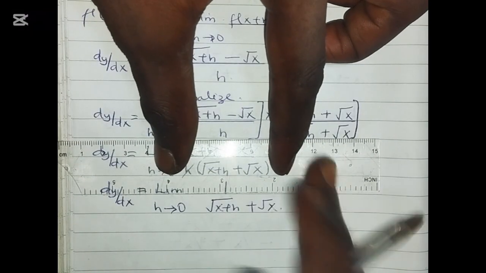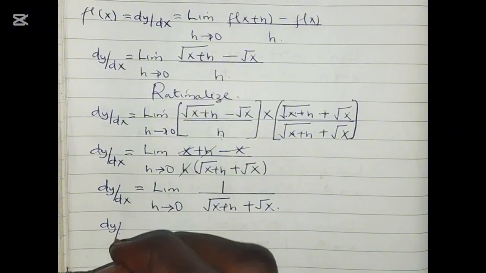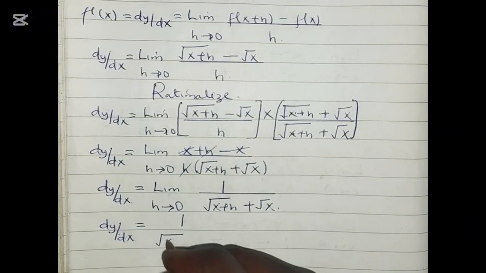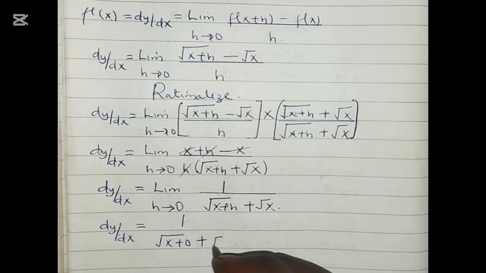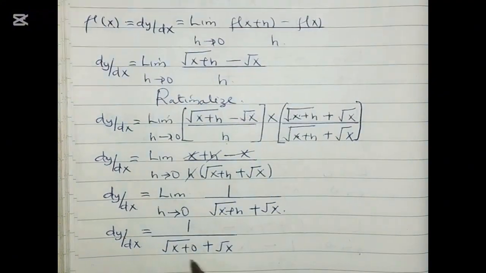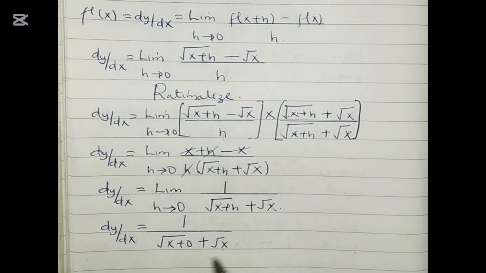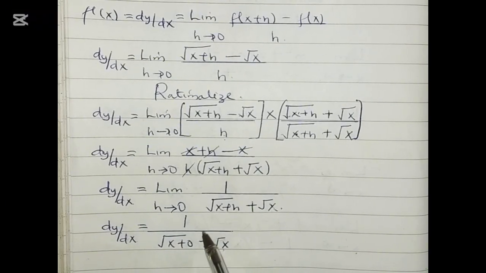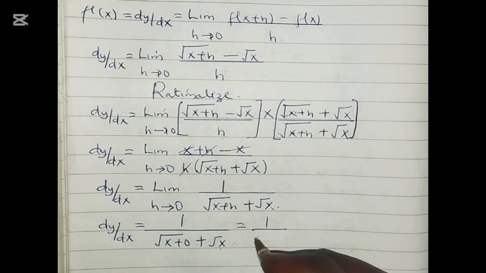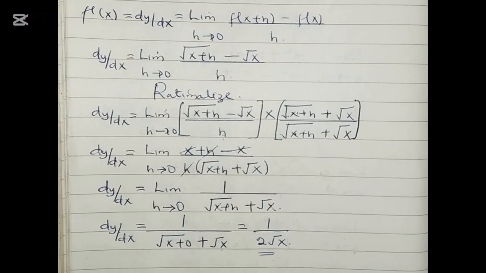As h goes to 0, we have dy/dx equal to 1 over [root of (x + 0) plus root of x]. You see here that root of (x + 0) is simply root of x, and root of x plus root of x will give us twice that value. So we have 1 all over 2 root of x, which is the dy/dx for that function.